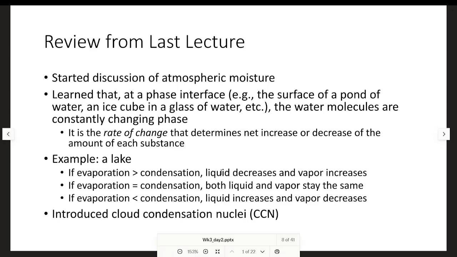And then we introduced the concept of cloud condensation nuclei, which is just a particle in the atmosphere that water condenses onto. You have to have these condensation nuclei to get raindrop formation.